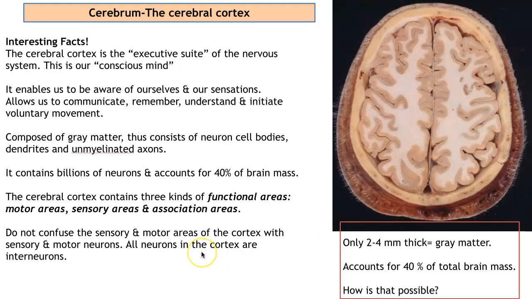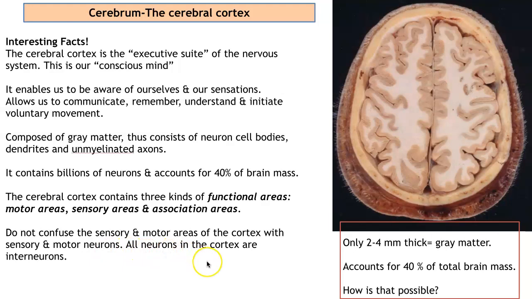And I wanted to make sure, we talked about the precentral gyrus that was our motor cortex and the postcentral gyrus that was our somatic sensory cortex. Don't confuse sensory and motor areas of the cortex with sensory and motor neurons.